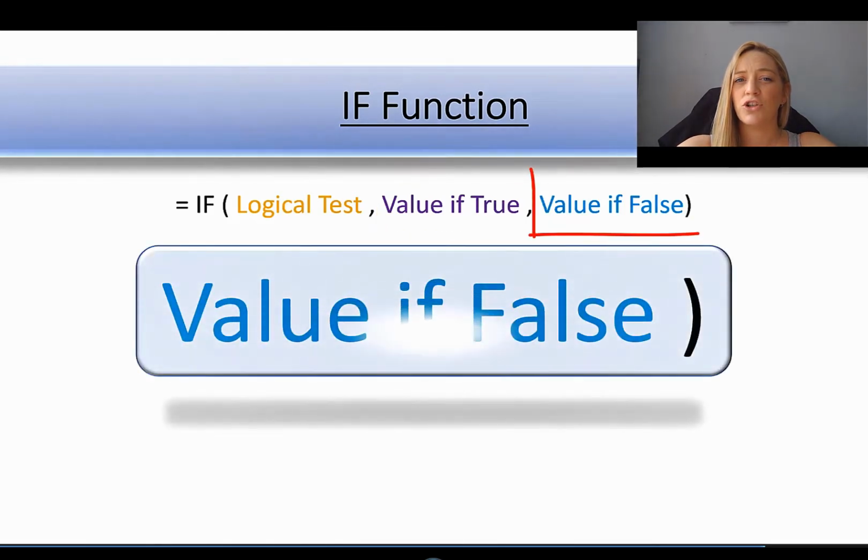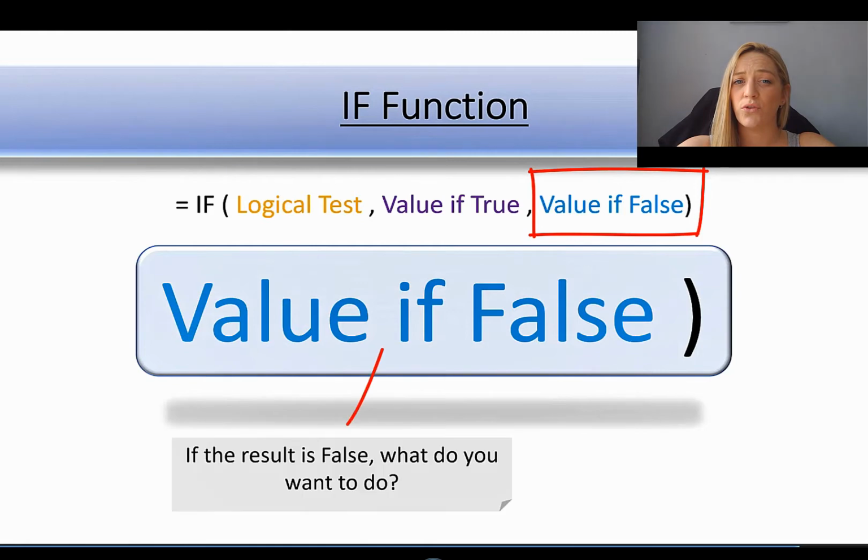The next step of the function is what if the value is false? So if the result of the logical test is false, what do you want to do? In this instance, if the result wasn't greater than 60, then the value would be fail. The student will have failed that test. And finally, we want to close the function. We've put all the information in and we're telling Excel that we're now closing that specific function. So now we can go into Excel and put that knowledge into use and write our own if function.